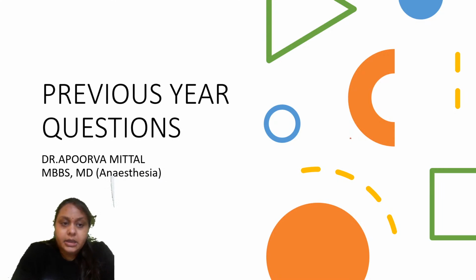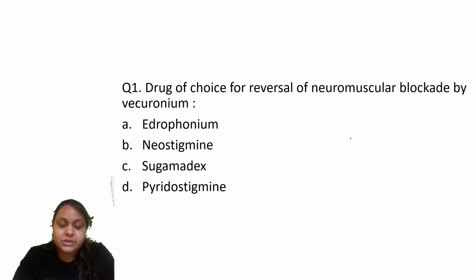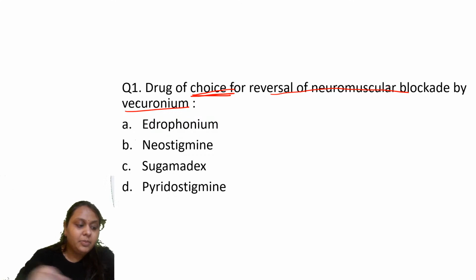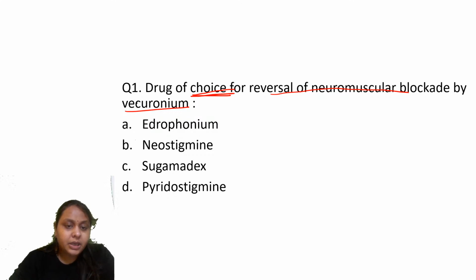Now, first of all, what will be the first question of today? The drug of choice for reversal of neuromuscular blockade by vecuronium. What is it? Is it A, edrophonium, B, neostigmine, C, sugammadex, or D, pyridostigmine? What should be the answer for this, friends?